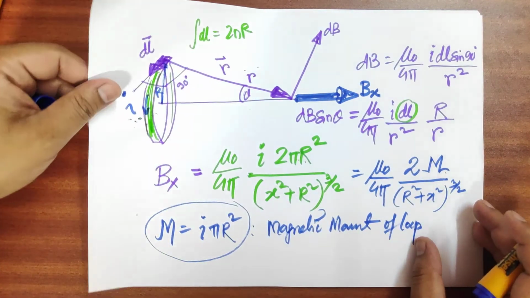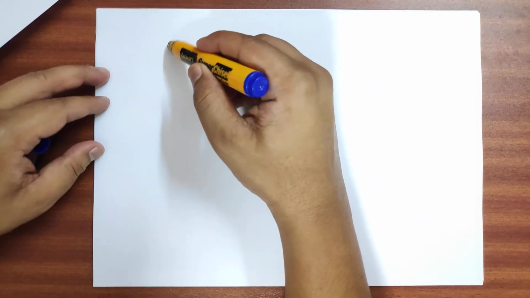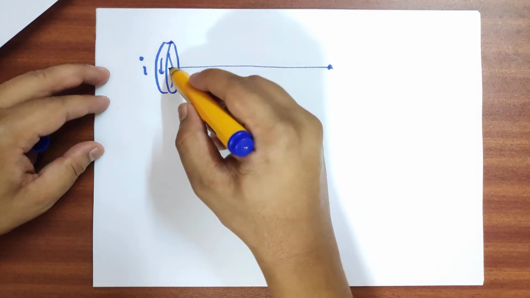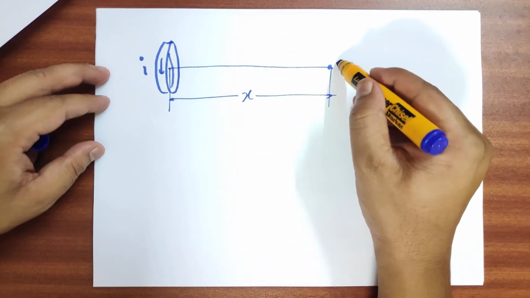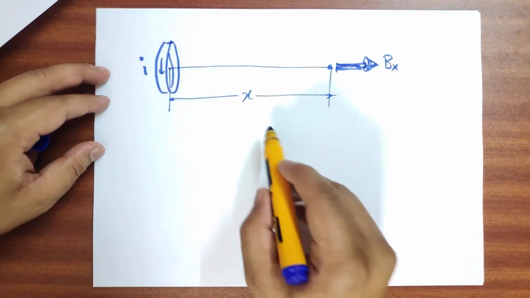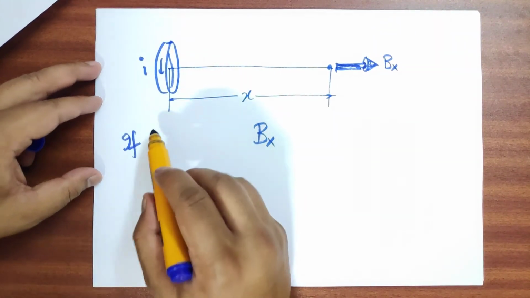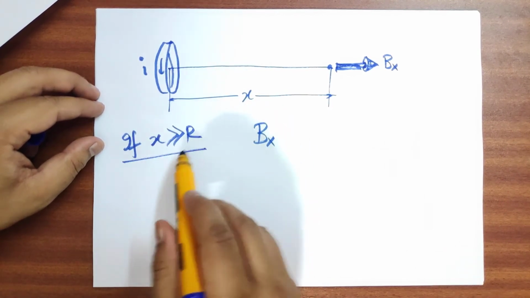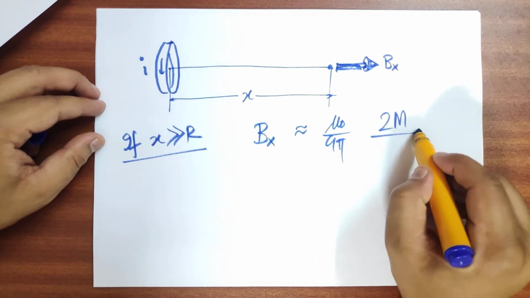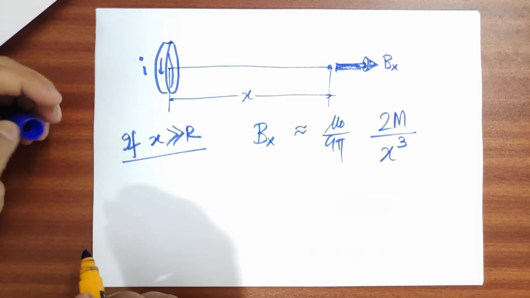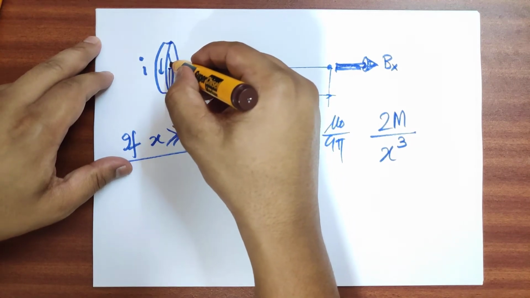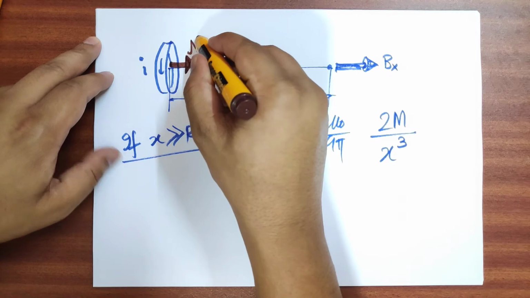Now if it is very very far away, so this is the thing. If this x is much greater than R, that is for a very very far point, Bx will be approximately mu 0 by 4 pi 2M divided by x cube. Now here the direction of the magnetic moment of the loop is which way? This way, right? There it is, the direction of the magnetic moment of the loop.